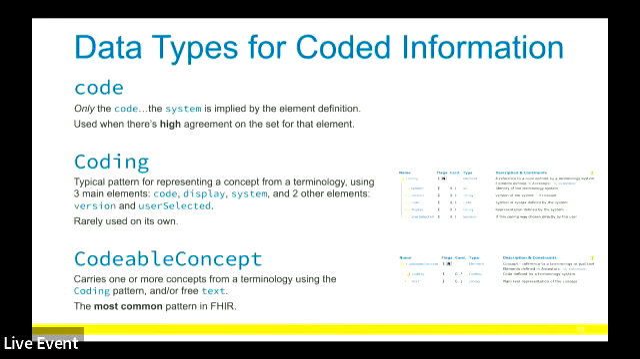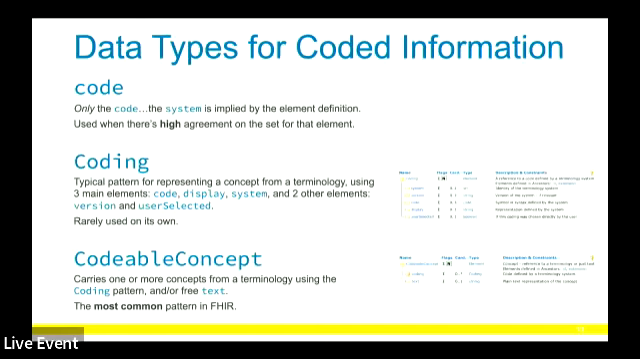The coding data type is the archetype representation for a concept from a terminology that has the classic triplet, which would be the code, the unique identifier, the display name, and the system, a way to represent what coding system, what terminology did this thing come from. In addition, there are two other elements that you might find: version and user selected, which indicates whether that coding was something that a user directly chose in the application.